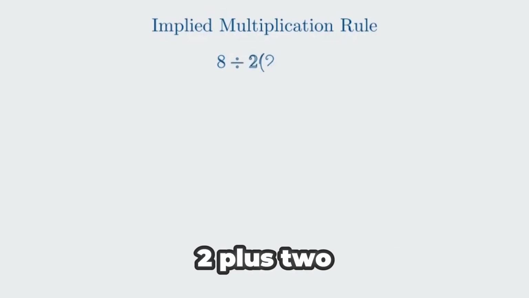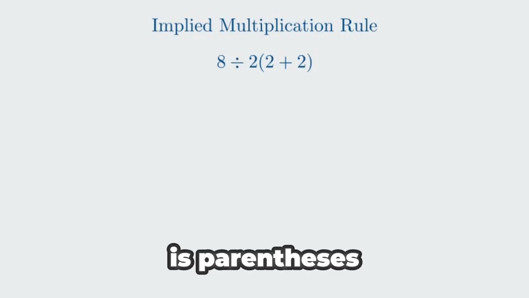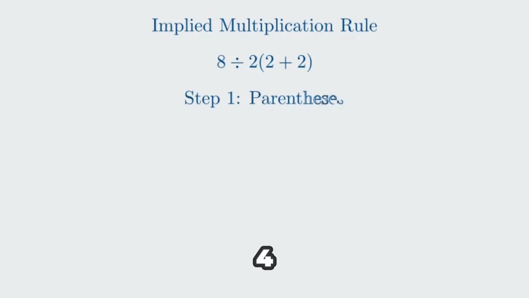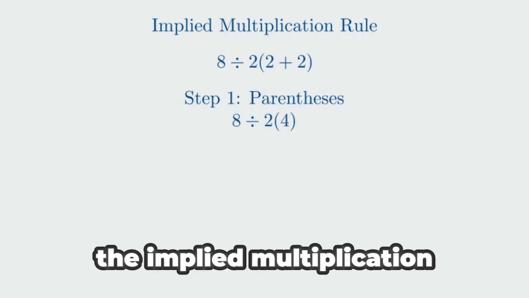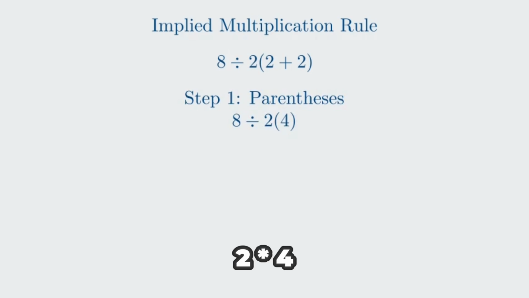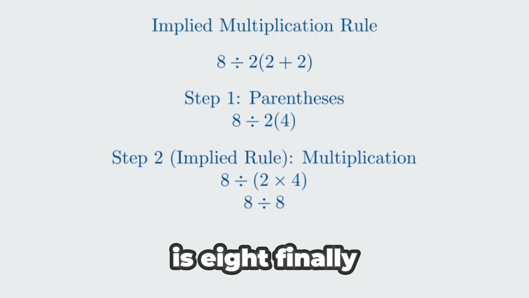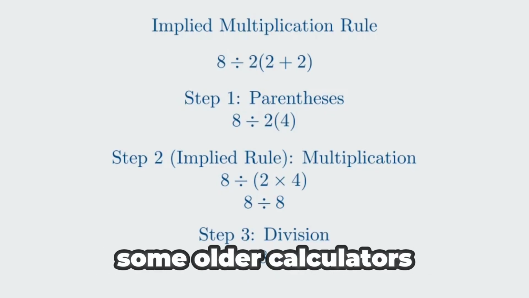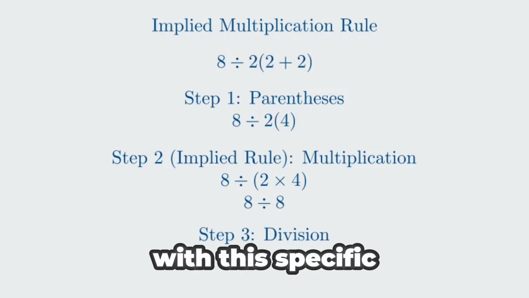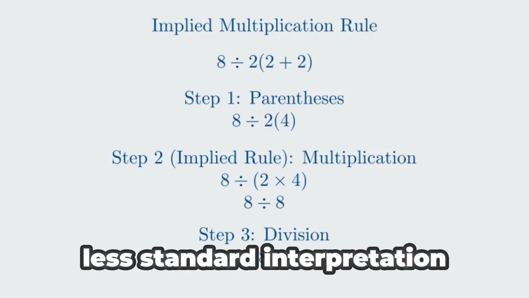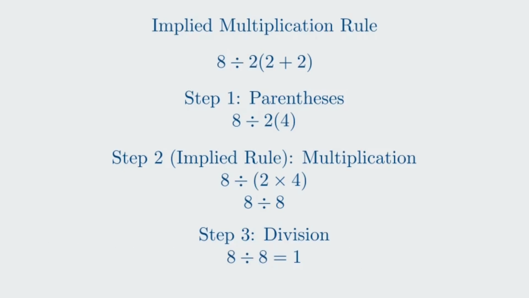We start with 8 ÷ 2(2 + 2). Again, step 1 is parentheses. 2 + 2 is 4. This gives us 8 ÷ 2(4). Now, according to the implied multiplication rule, we prioritize the implied multiplication 2 times 4. 2 times 4 is 8. Finally, we perform the division. 8 divided by 8 is 1. This is how some older calculators, or those designed with this specific rule in mind, arrive at the answer 1. It's an alternative, less standard interpretation of the order of operations.